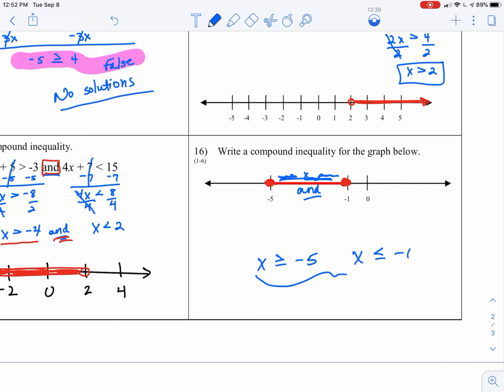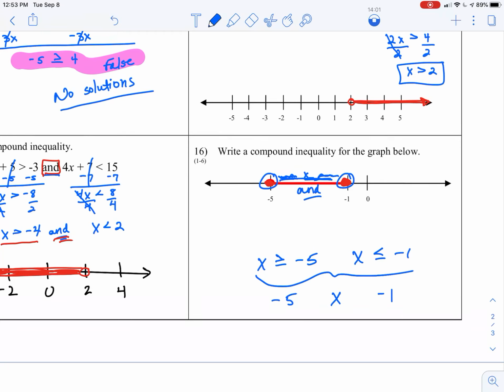Now, how can I take these and write one long compound inequality? Well, I'm going to take the x, I'm going to put it in the middle, okay? Because notice x is in the middle of these points, right? So x, how does it look? Okay, well, negative 5 is going to go here, and negative 1 is going to go here, just like you see on the graph. Okay, so where is x in relationship to negative 5?